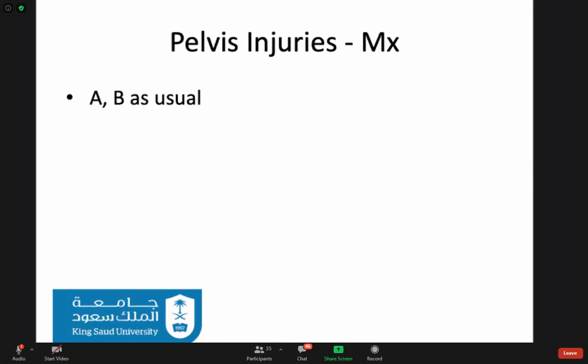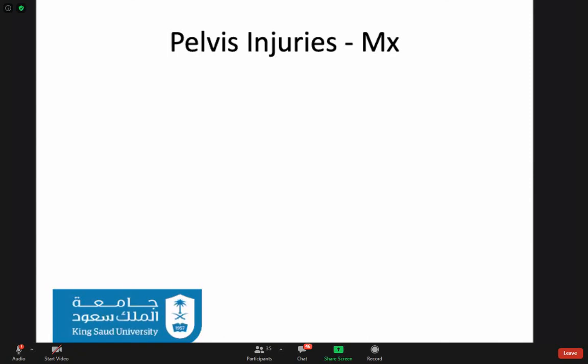So management, A, B, as usual. But specific for pelvis injuries and abdominal injuries, you want to make sure that you have control of the hemorrhage. So how do you control the hemorrhage? You have to wrap or put on a binder. You have to rule out any abdominal injuries. Angiography, if there's a bleeding vessel that requires angio.